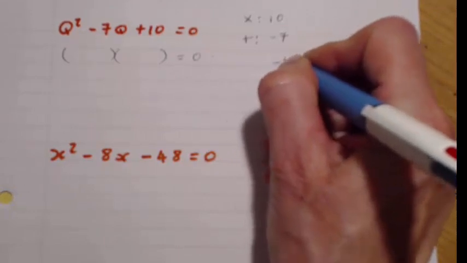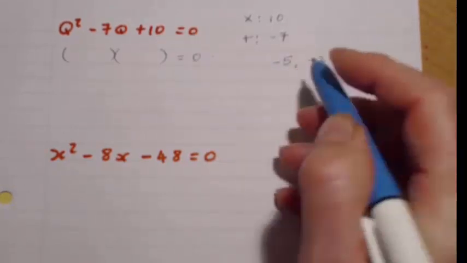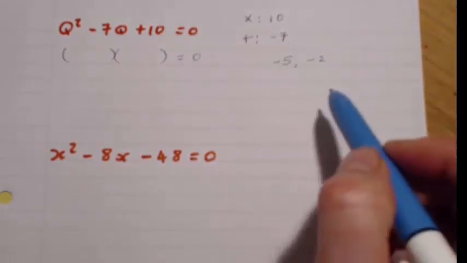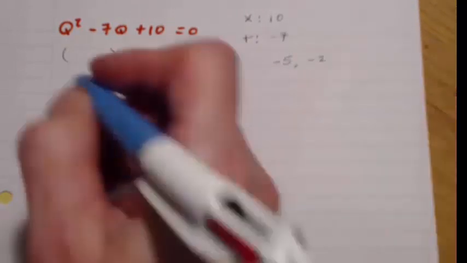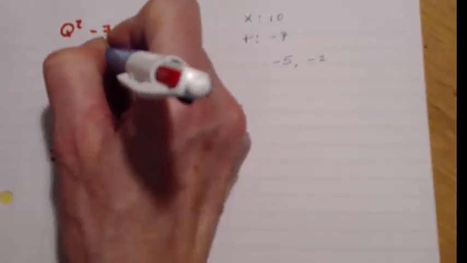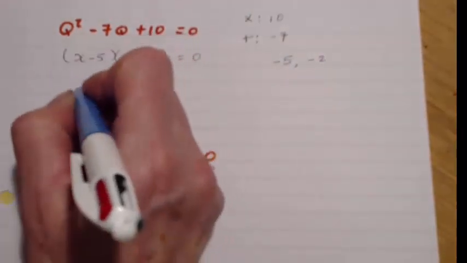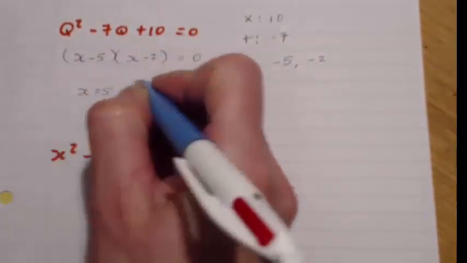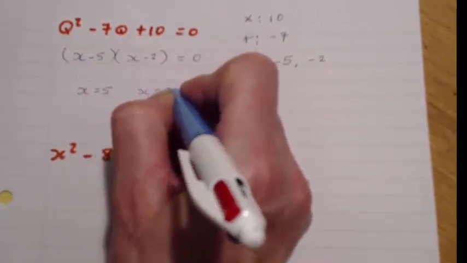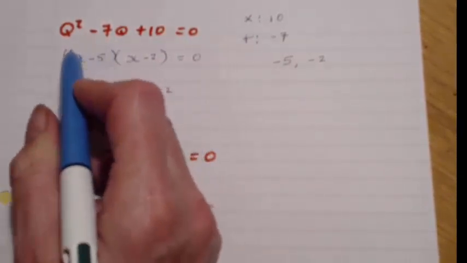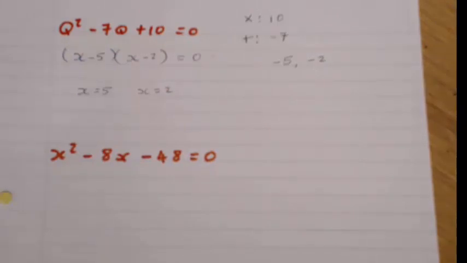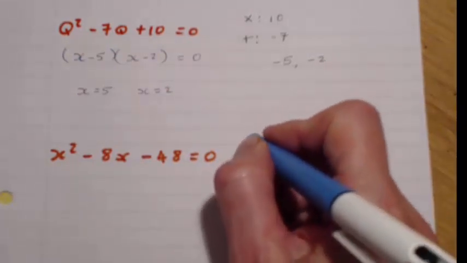So it's going to be minus 5 and minus 2 then, isn't it? When those two are added together we get minus 7, but they multiply to 10. So we get x minus 5, x minus 2, which means the solution is x equals 5, x equals 2, because that's the value of x if that's equal to 0. And one more like that.